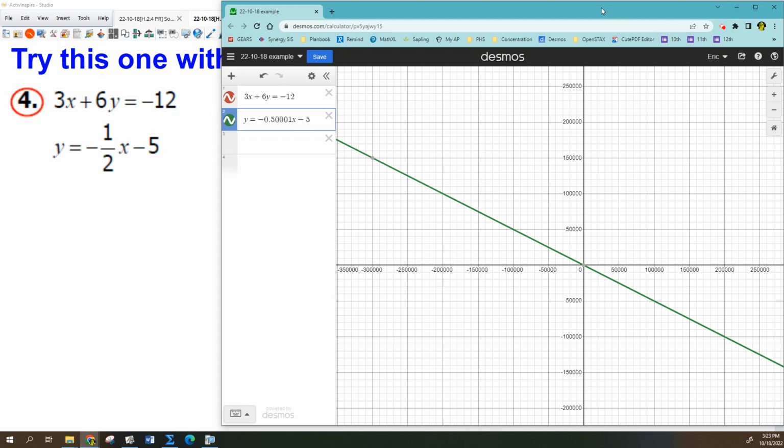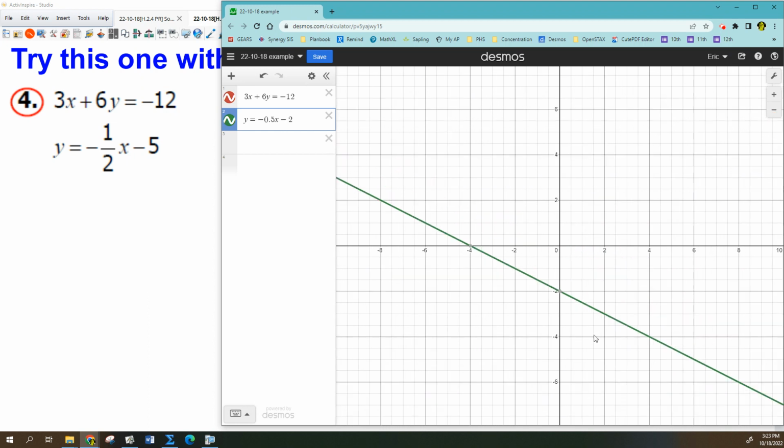All right, so I'm going to change this one slightly, just on Desmos. I'm going to make this a 2. What happened? Oh yeah, it's crazy. Look at that. What happened there? They're the same line, aren't they? How do I know? If I turn the green one off, the red one is right there.